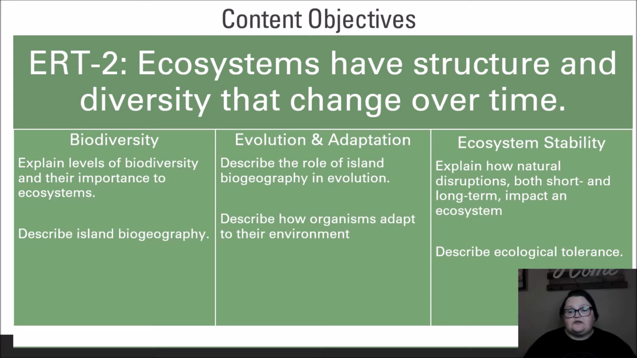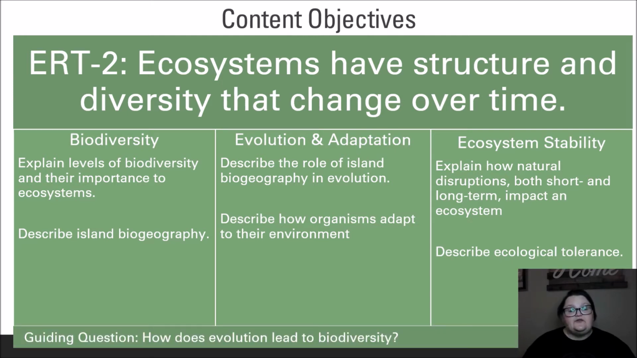Explain how natural disruptions, both short and long term, impact an ecosystem. And describe ecological tolerance. This leads us to our guiding question. How does evolution lead to biodiversity?